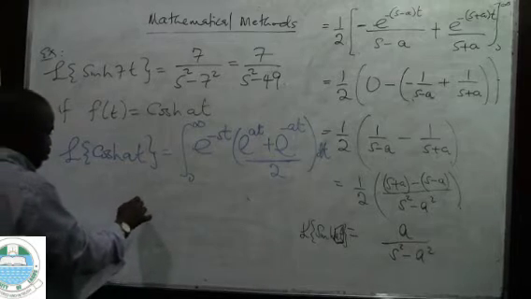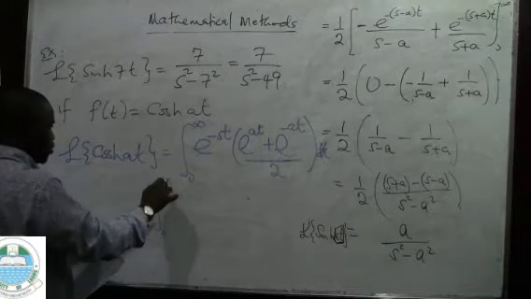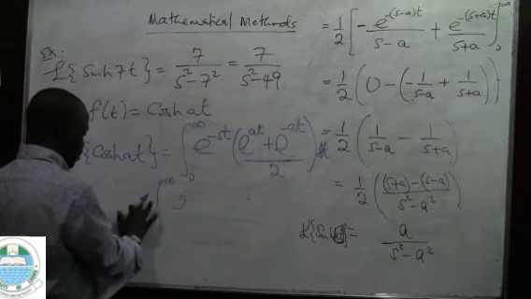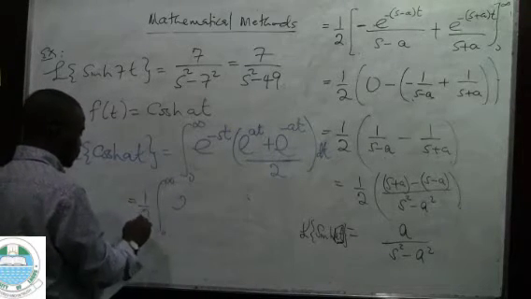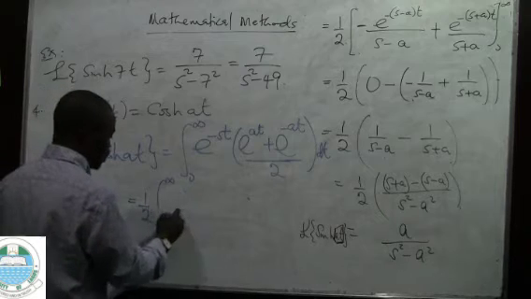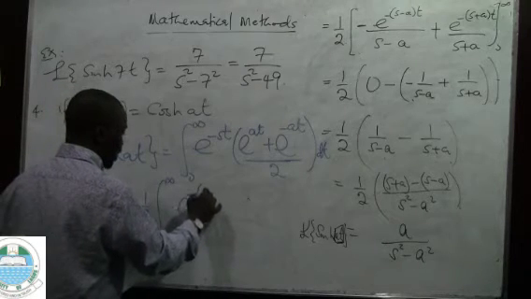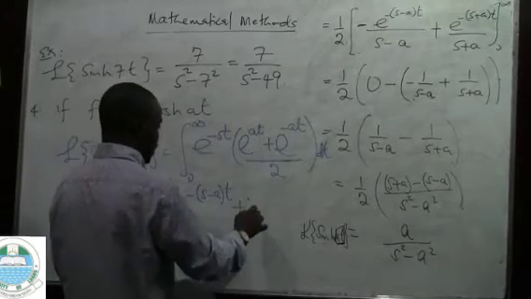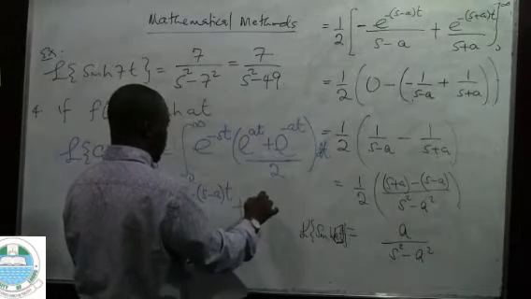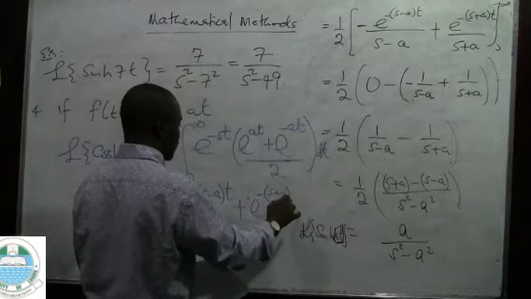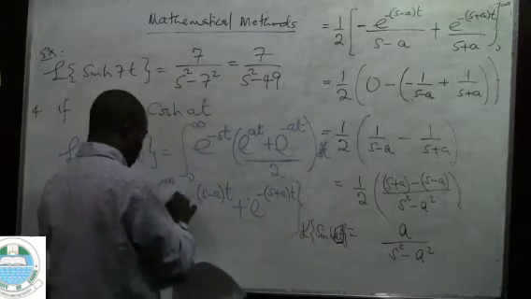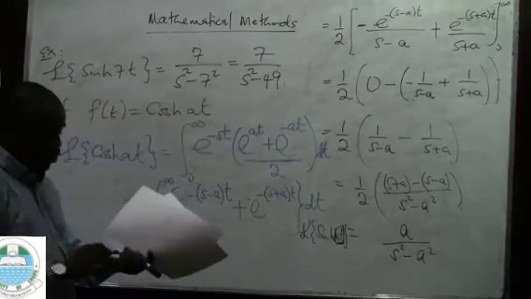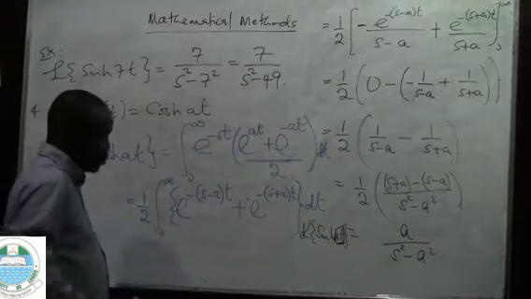So let us open the bracket. Integral 0 to infinity, 1 divided by 2 outside, exponential minus s minus a t plus exponential minus s plus a t, everything dt. The law of indices has been used in the opening of the brackets.